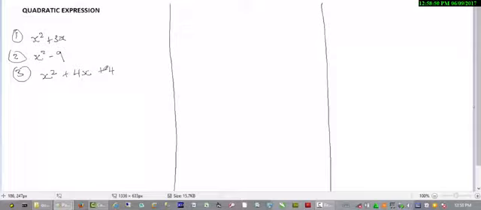Listed below are just a few examples of a quadratic expression. You can see that in each of the cases, the greatest power of x is 2. That's why we have x raised to power 2, meaning x squared plus 3x. For number 2, we have x squared minus 9. Number 3, x squared plus 4x plus 4. But in each of these cases, the greatest power of x has always been 2. So that makes it a quadratic expression.